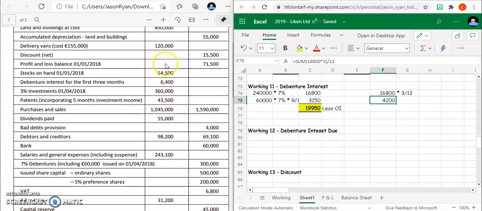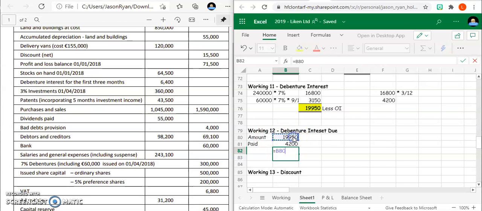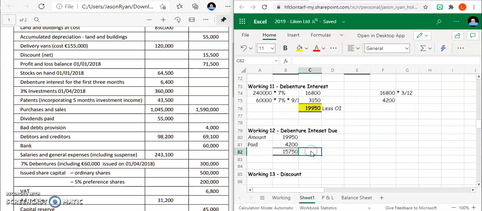Now I'll put it up on the trial balance to show you how to do it in a few minutes. So our amount for debenture interest should be 19,950. We paid 4,200. So what's left to pay then? It's going to be 15,750. That's going to go into your balance sheet in your creditors due within 1 year. That's how much we have left to pay of debenture interest.